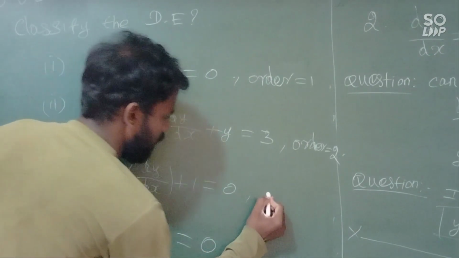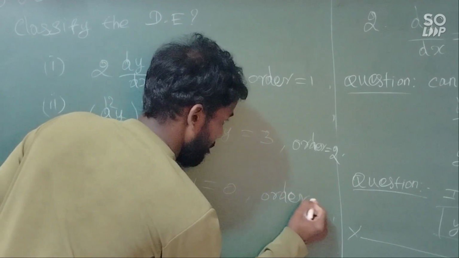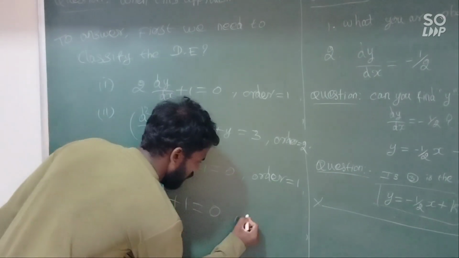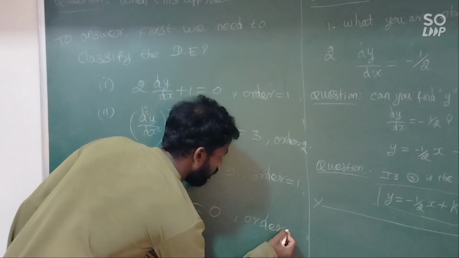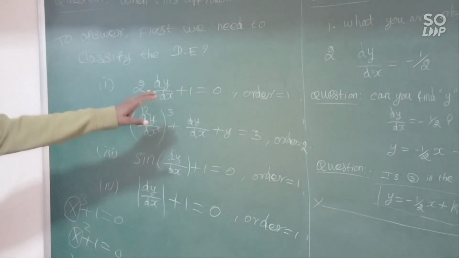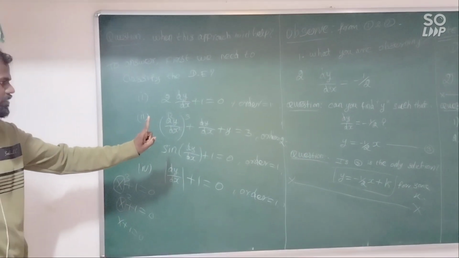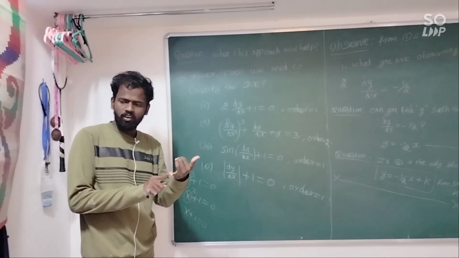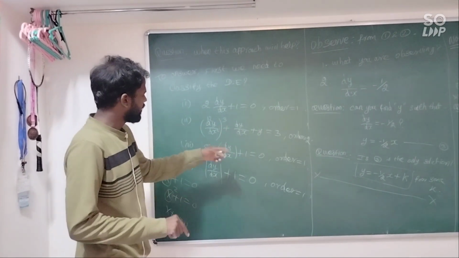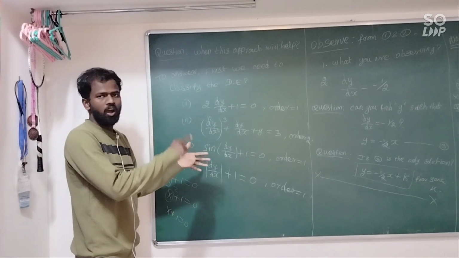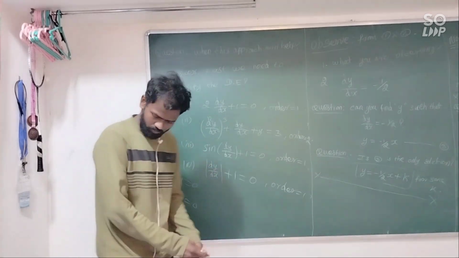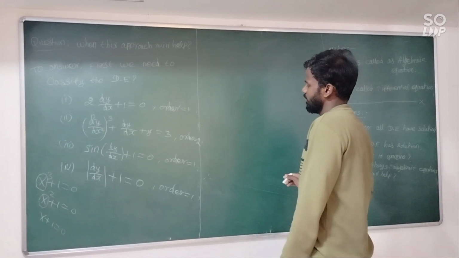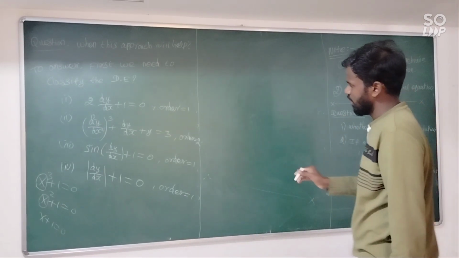Now here, what is the order? 1. Yes, 1. And here the order is 1. Now what have we done? We have done one classification. What is the classification? We used the definition of order, and then classified which equations are of order 1 and which are of order 2. So now the order part is done.